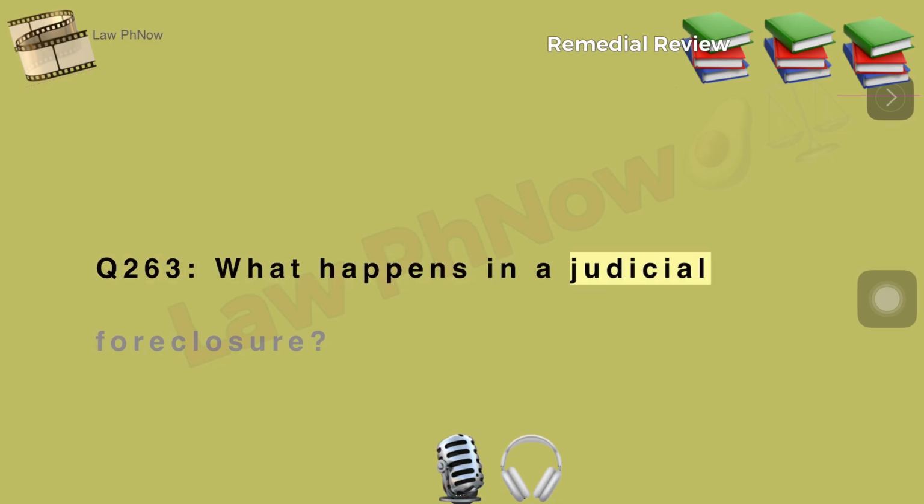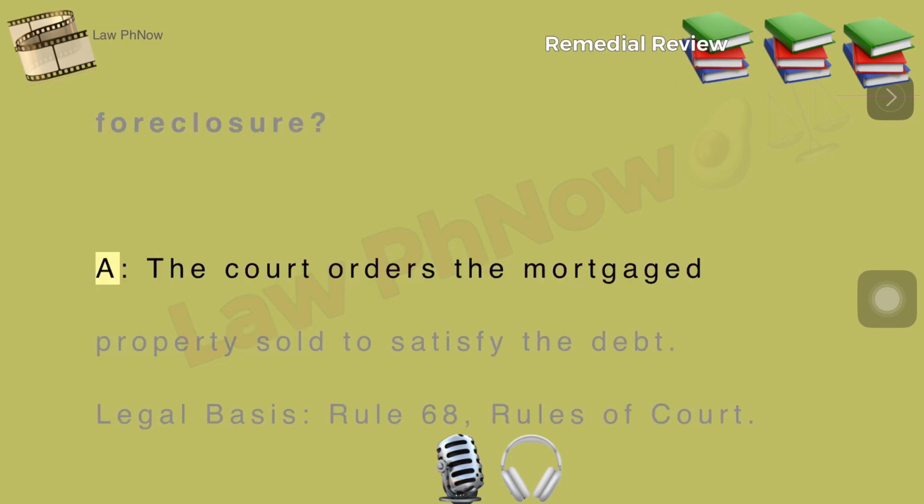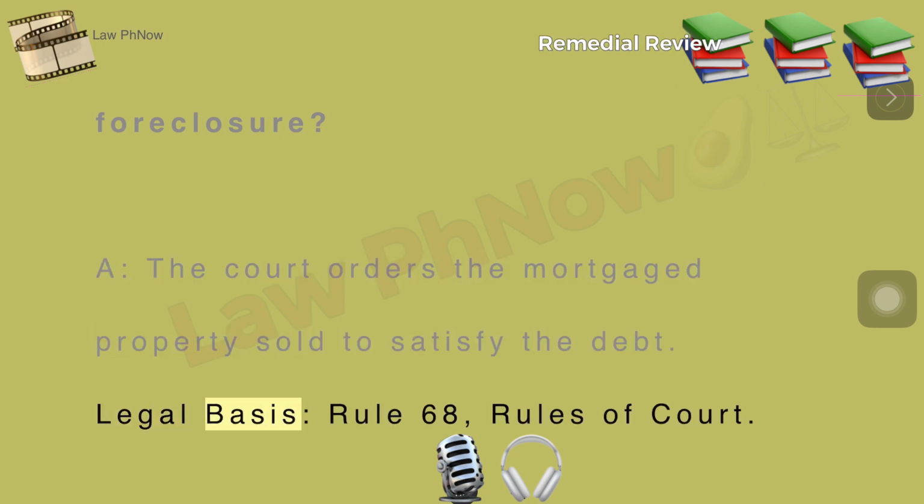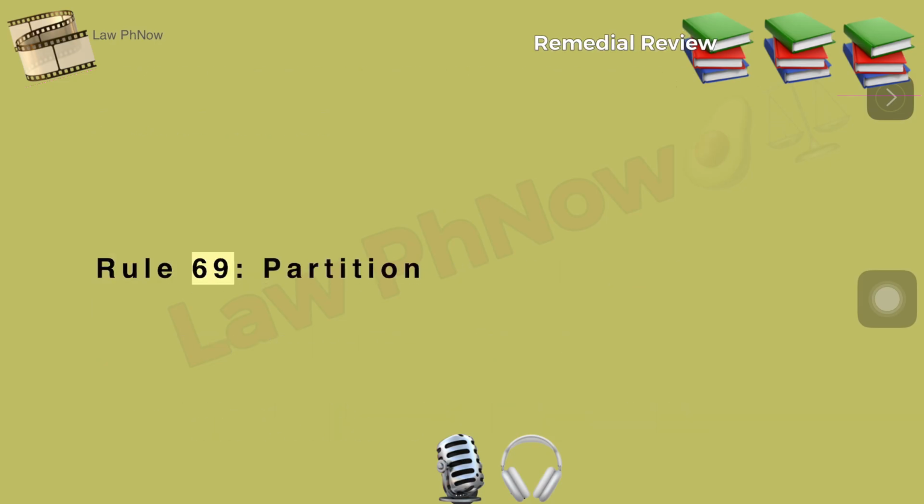Q263. What happens in a judicial foreclosure? A. The court orders the mortgaged property sold to satisfy the debt. Legal basis: Rule 68, Rules of Court. Rule 69, Partition.